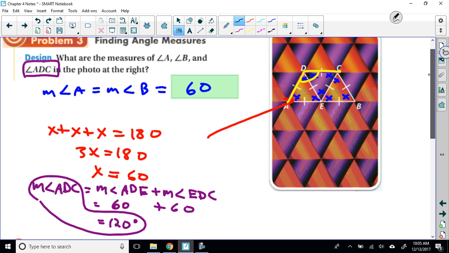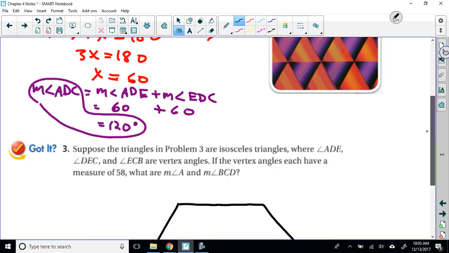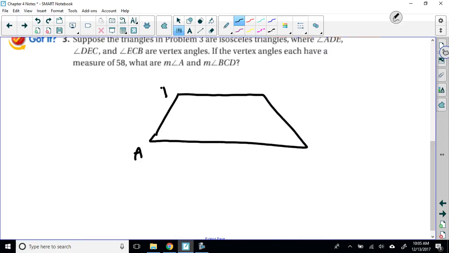So that was ADCB, ADCB, with E down here. Okay, so they're saying that DEC is a vertex angle. So this is going to go like this, and this is going to go like this, and ADE. So this is a vertex angle. DEC is a vertex angle, and ECB. Those are the vertex angles.